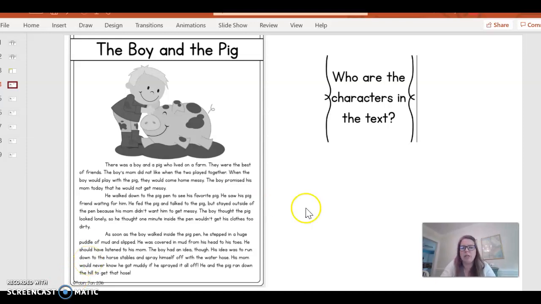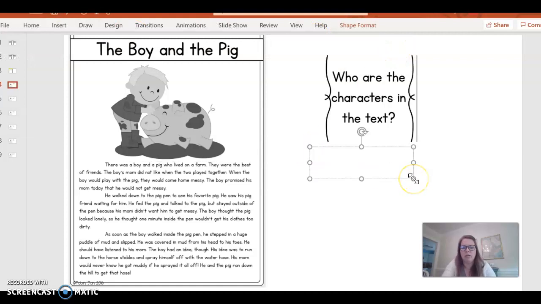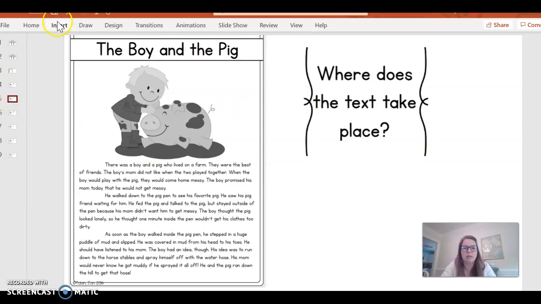So our first question is, who are the characters? So we're going to simply just type in here that our characters are the boy, his mom, and the pig. Just super simple, okay? Those are our characters. All right, let's go to the next question. Where does the story take place? So very simple. Where does the story take place? At a farm. Or you could have said at the boy's house. Okay? All right, next question.